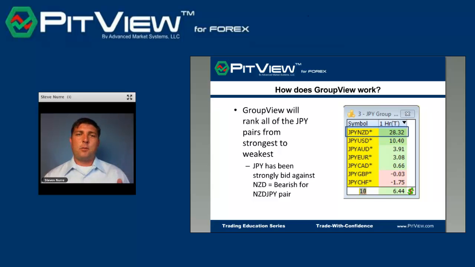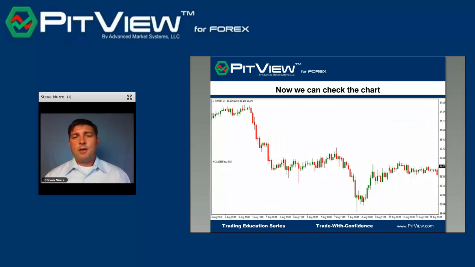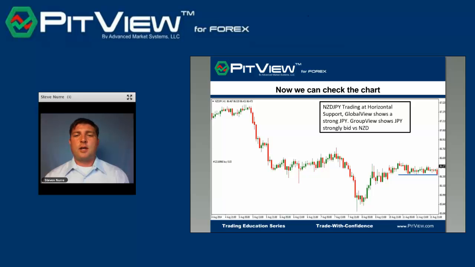This is where most traders would start pulling up their charts. You check the Global View to find the strongest to weakest currency. You check the Group View to find the strongest to weakest currency pair. And this is where we might go to a chart to see, okay, let's take a closer look at that New Zealand yen chart. When we take a closer look, we see that it's hitting right next to a horizontal support level.